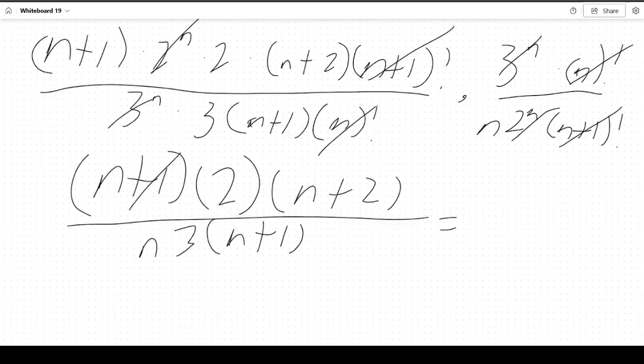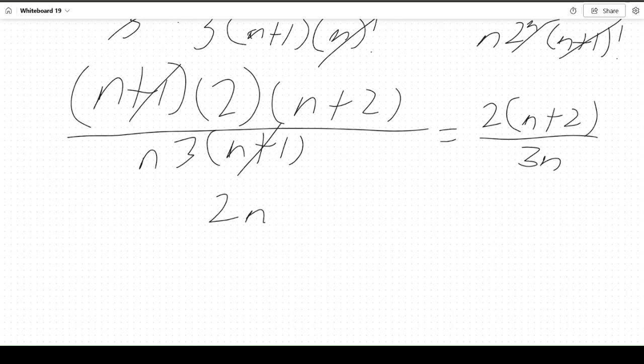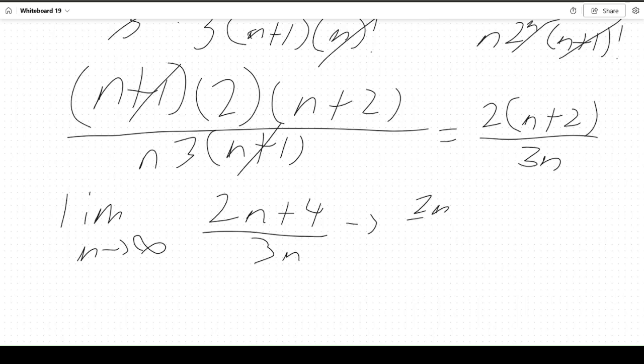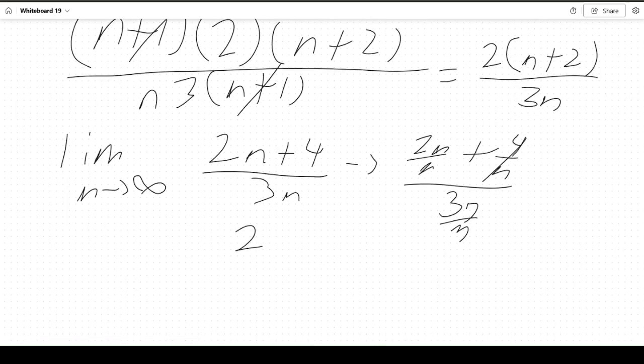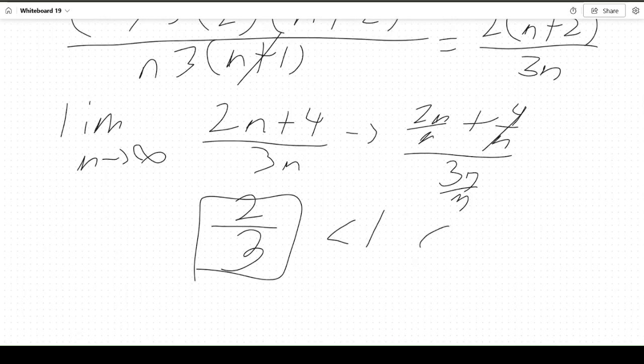Now we can take out the n plus 1. Now we're left with 2 times (n plus 2) over 3n. Now we can distribute the 2 to the n plus 2, so this will be 2n plus 4 over 3n. Now we can do our limits. Divided by n, this will be 2n over n, 4 over n, 3n over n. This will be 0. 2n over n is 2. 3n over n is 3. And this is our final answer. We can see that this is less than 1, so it is convergent.